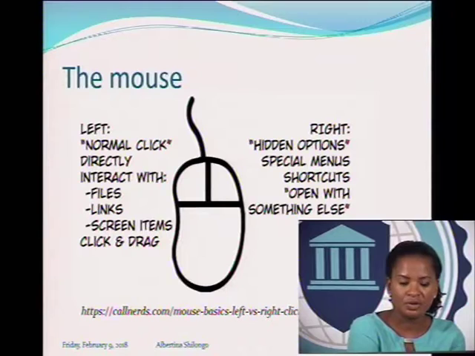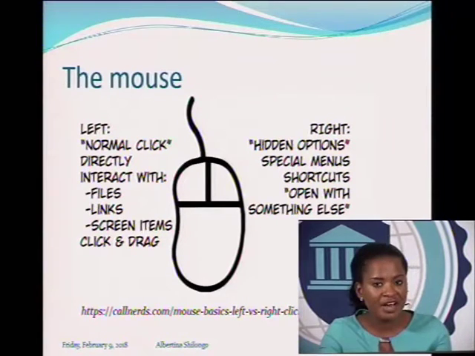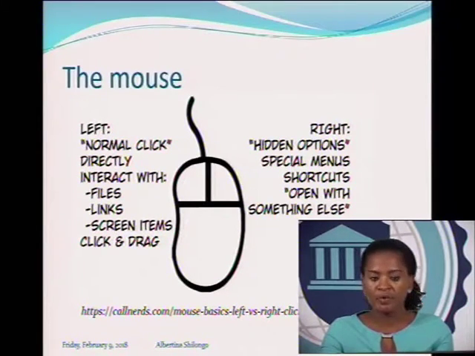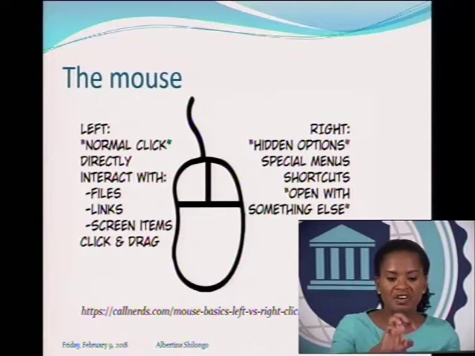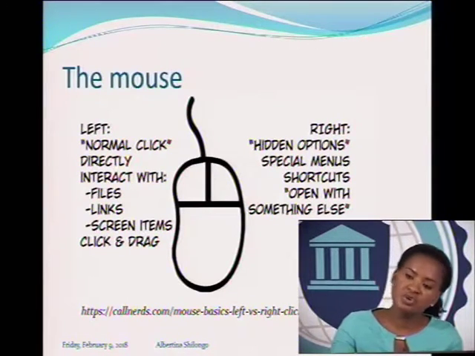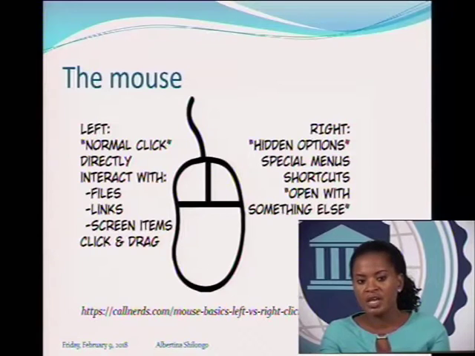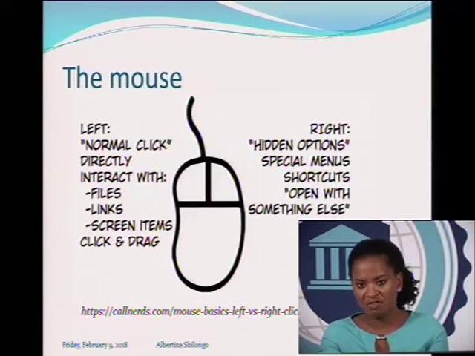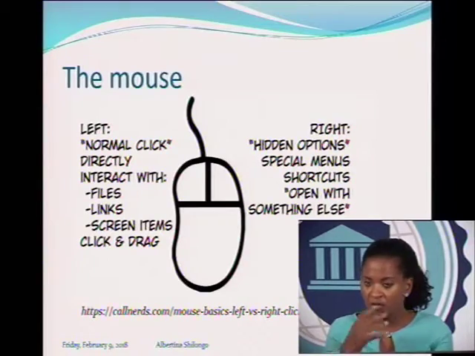With the left button, you can click to open a file, or to open a program or a feature. You can double click. You can also click and drag. If you want to move a file from one place to another, you use the left button. The right button is used, though not frequently. It is mostly used when you want to look for hidden features, especially when applications, files, or folders are concerned.